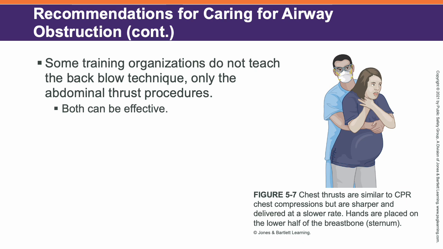All right. So again, some training organizations do not teach the back blow technique, only abdominal thrust, but both can be effective. Essentially, to do back blows, the person has to be bent over at 90 degrees, and then you hit the back of their chest with your hand between their shoulder blades 5 times. Okay, then you go back to the Heimlich, and after you've done 5 abdominal thrusts, then you go back to back blows. Now again, I don't love this for adults, mainly because only doing 5 seems kind of counterproductive, because if one is working, it may require more than 5 to get that to work.